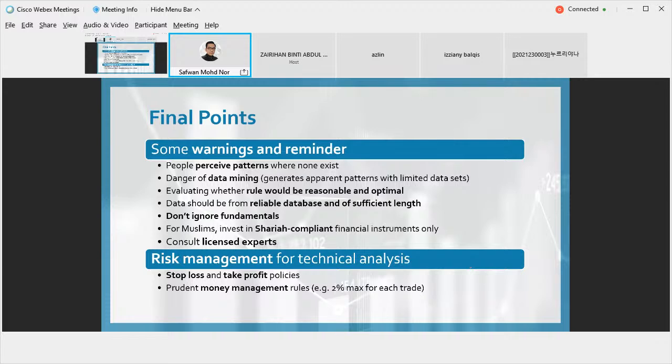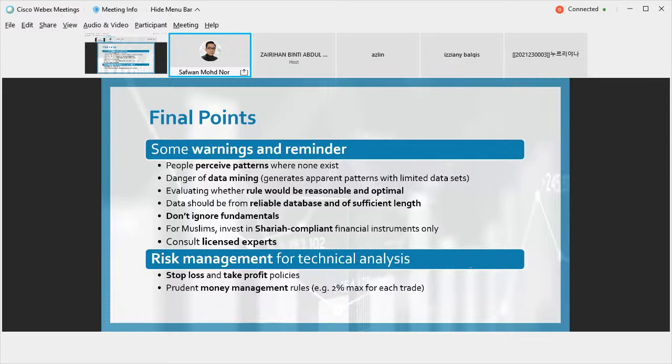Do not ignore fundamentals. As Dr. Zai also showed earlier, the quarterly report, for example, also has some effect on the prices, isn't it? It shows that investors look at this fundamental information and then they react to this information. And then you can see the patterns from those particular points.